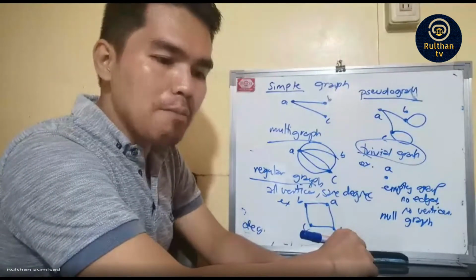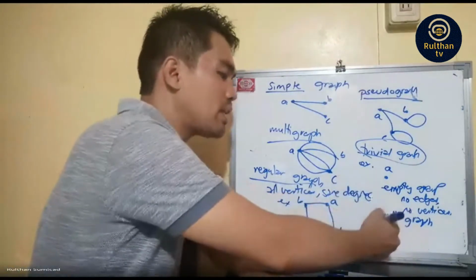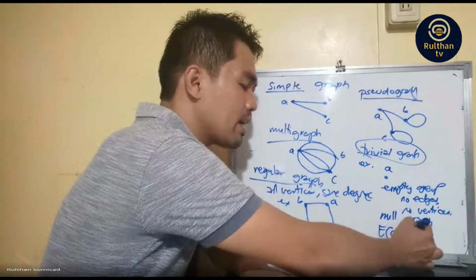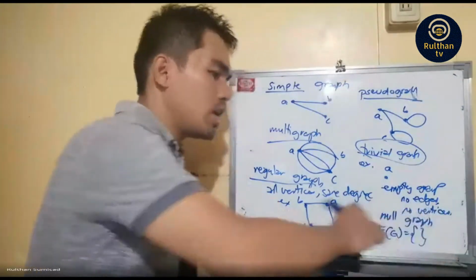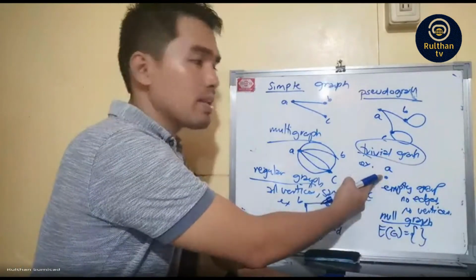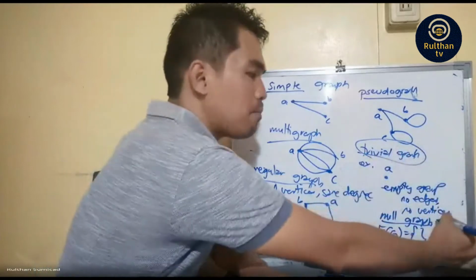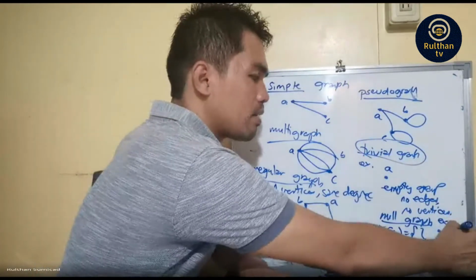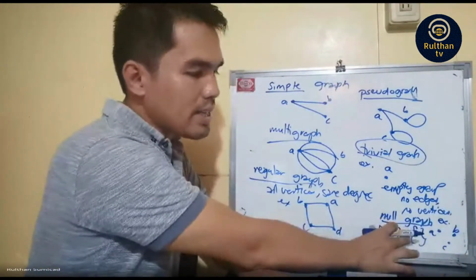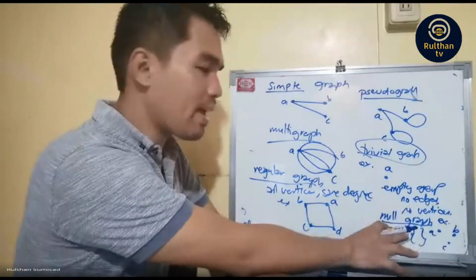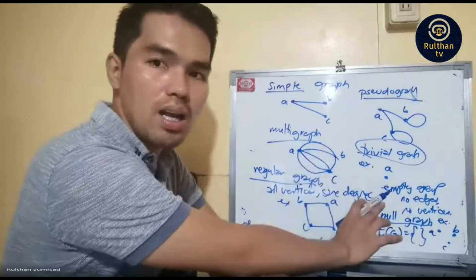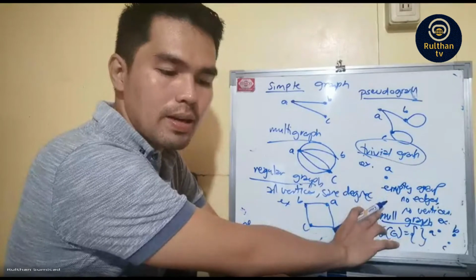A null graph is a graph whose edge set is empty. In other words, whenever you have a graph with E of G equals empty, no element at all, that's an example of a null graph. A trivial graph is a null graph. Another example: if you have A, B, then you have C, three vertices A, B, and C. Since there is no edge that connects the vertices A, B, and C, this is an example of a null graph. Okay? Question.